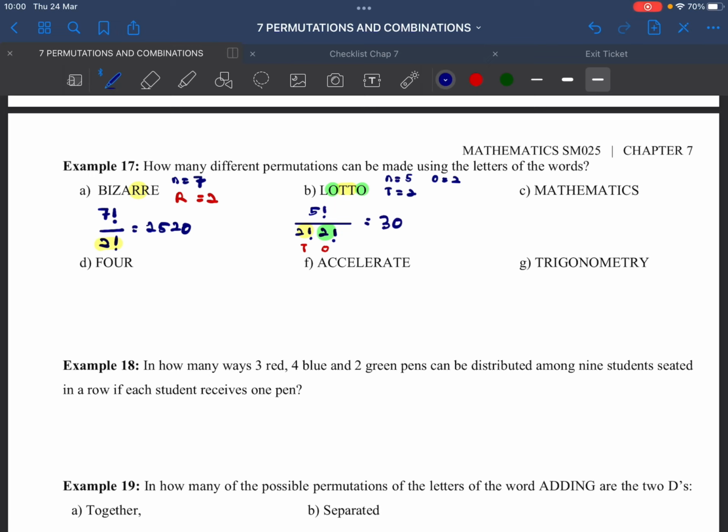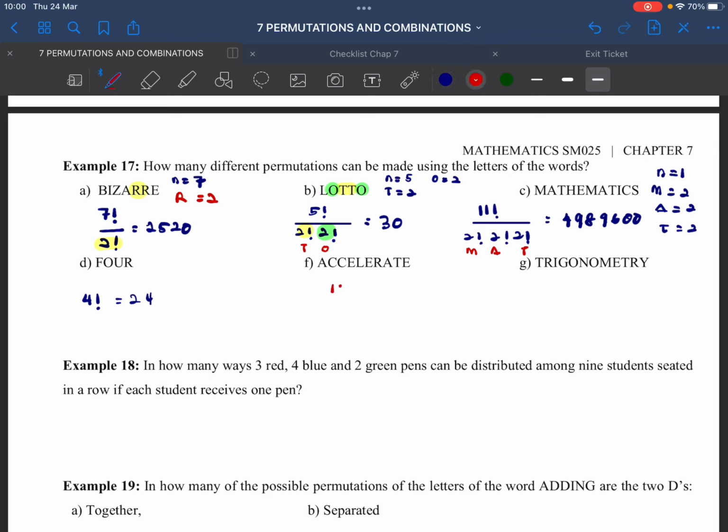Let's see, mathematics. N kamu is equals to 11. Apa yang berulang? M ada 2, A ada 2, T ada 2. So straight away, 11 factorial divided by 2 factorial, 2 factorial, 2 factorial, which is we have 498960. Okay, ini untuk M, ini untuk A, ini untuk T. So every repeated object you have to divide. So kalau kamu tengok dekat sini, soalan D, 4, F-O-U-R, there is no repeated object. So straight away just put as 4 factorial, which is equals to 24. Okay, so yang lain boleh buat sendirilah.